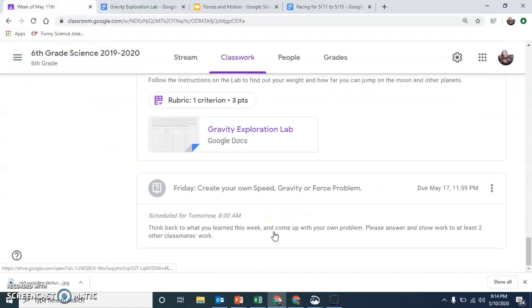And then on Friday, you're going to create your own speed, gravity, or force problem. So whichever one you liked the most, you're going to create a problem for it. That will be kind of like a word problem style. And I want you to comment on at least 2 other classmates' work. If there aren't any classmates, you might need to check back at another point to answer the questions.